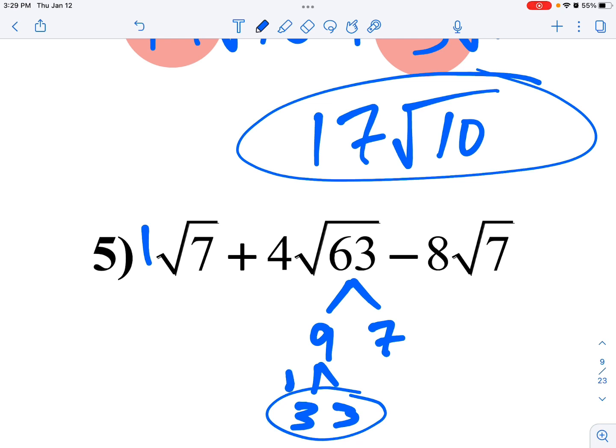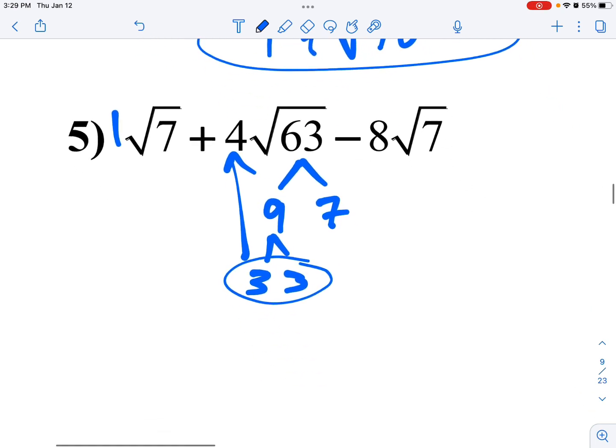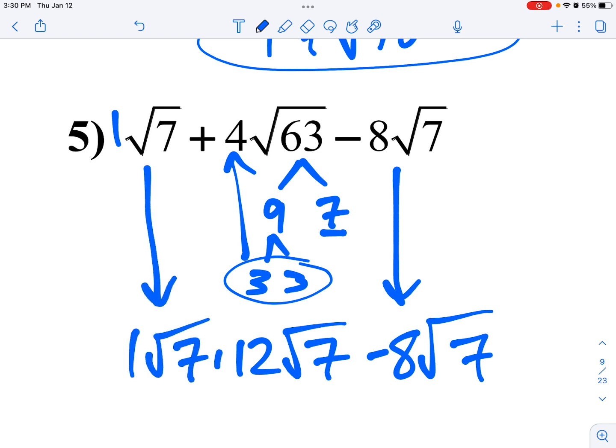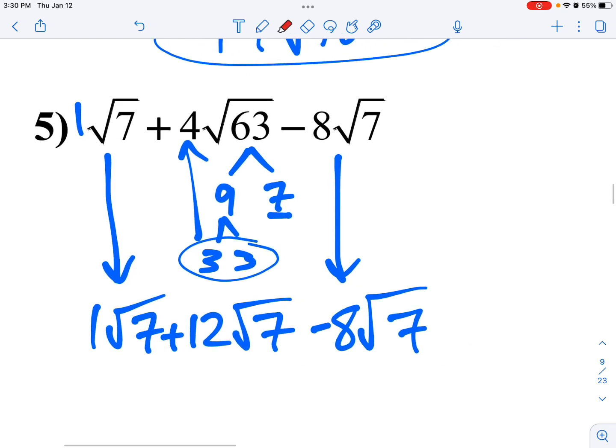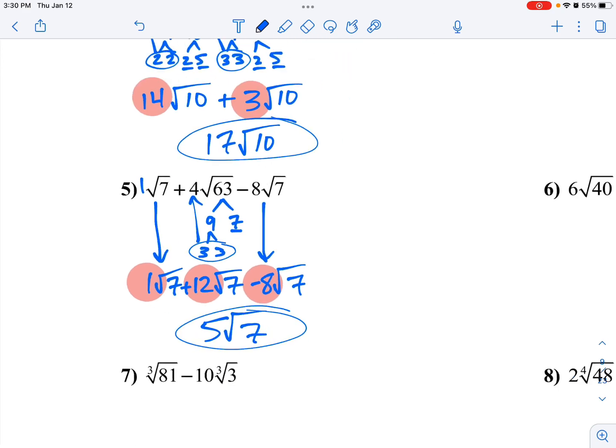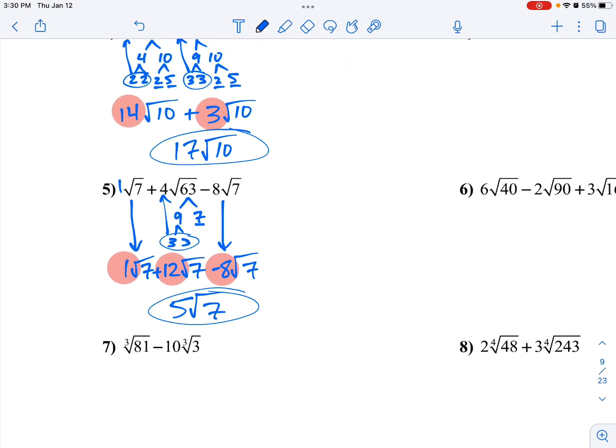Found a group of 2. That busts out of jail. 3 times 4 is 12. This number that didn't get circled, this 7, has to stay in jail, so it has to go here. Now I'm going to bring down the negative 8 radical 7, and I'm going to bring down the 1 radical 7. You don't really need the 1, but if you want it, you can put it there. And now look, all 3 of these are the same kinds of radicals. So 1 plus 12 is 13, and then when you minus 8, you get 5. And they're all radical 7s. There we go. Let's do one of these that has a 3 in it.